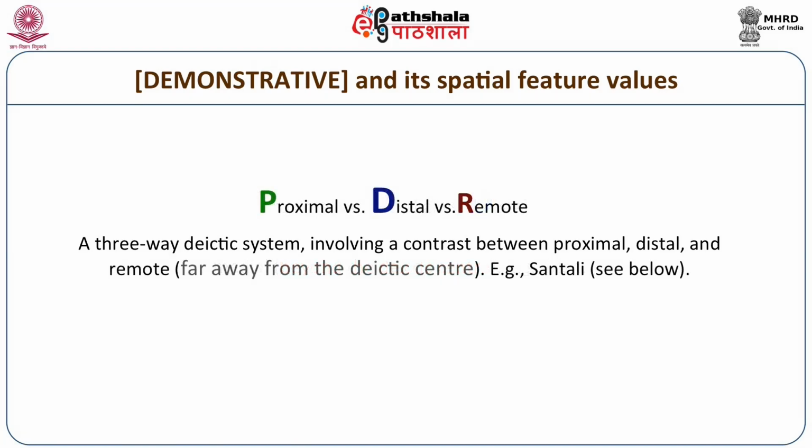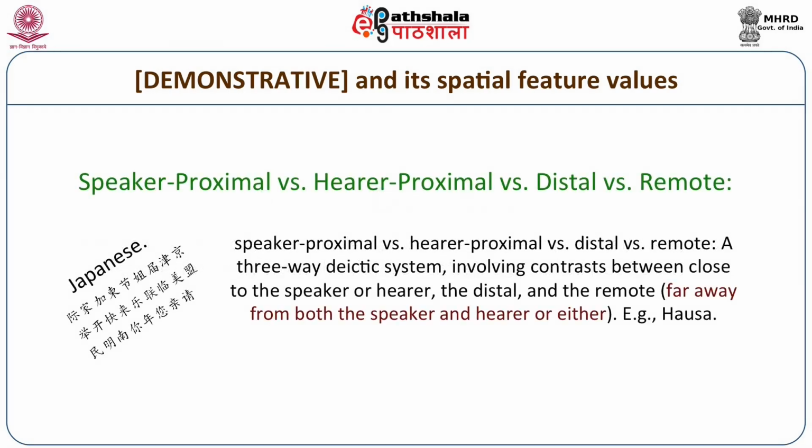A third system is proximal versus distal versus remote. This is a three-way deictic system which establishes a region far away from the deictic center. Santali is one such language. Another system can be between speaker proximal and hearer proximal versus distal. This is a three-way deictic system involving a contrast between close to the speaker or hearer and the distal. Japanese is such a language.